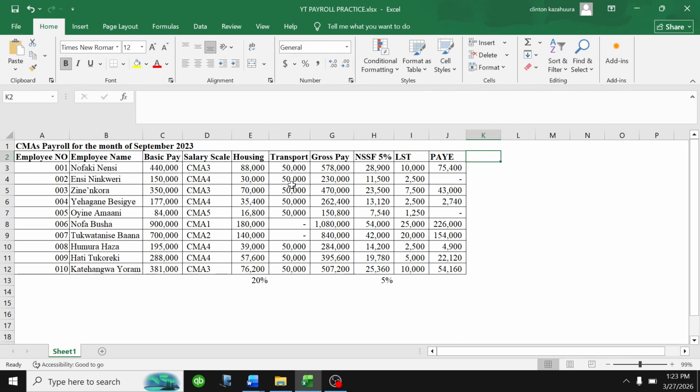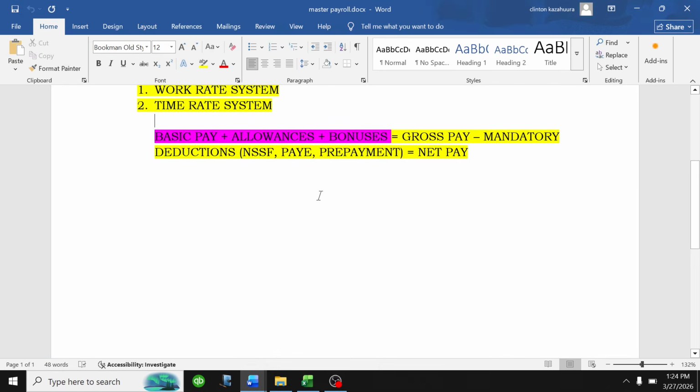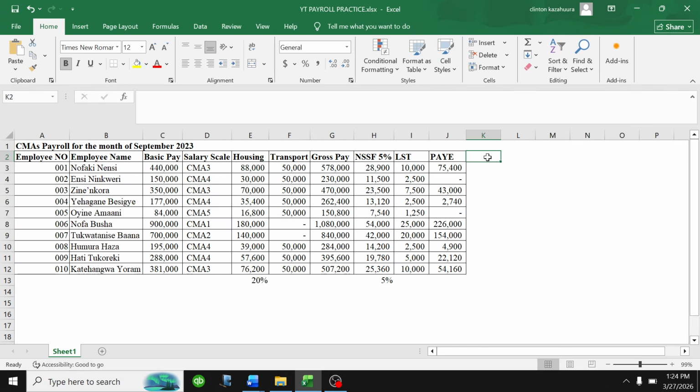But in this last number, we forgot to determine the net pay. And we said the net pay is simply the gross pay minus all the mandatory deductions like NSSF and pay as you earn. So when you compute that, you get the net pay. So we can do that in a second.